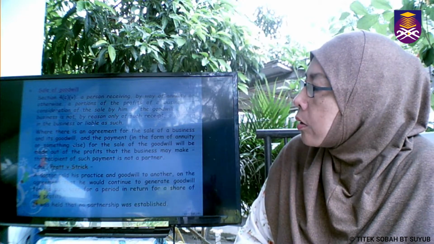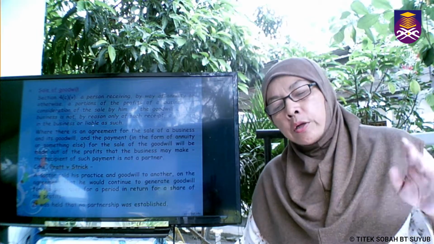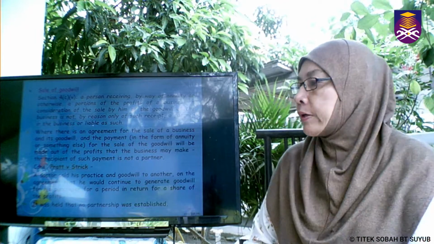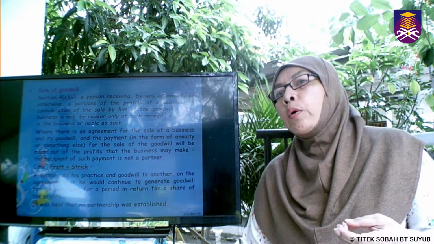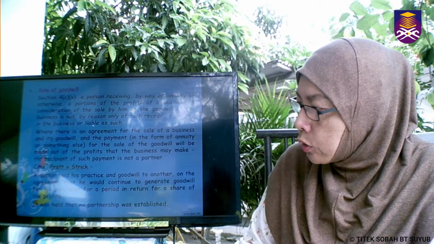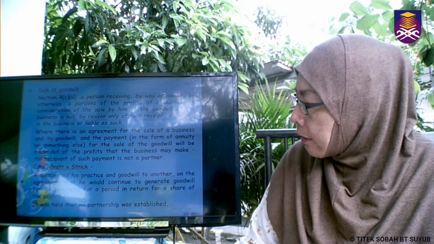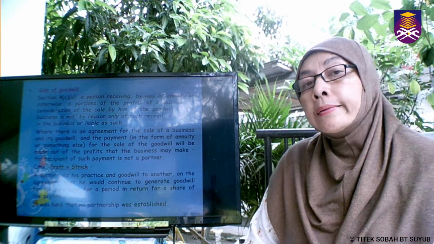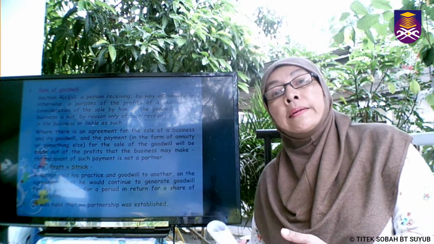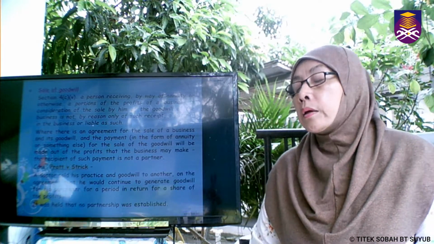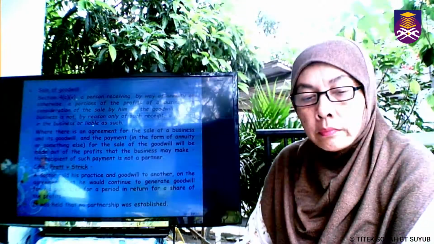Okay? So let's have a look at the case of Pratt versus Street. So in Pratt versus Street, this is a doctor. So the doctor sell off his clinic and at the same time he has agreed. He sell off his clinic, jual clinic, dan pada masa yang sama dia bersetuju that he will generate goodwill. He will assist these new doctors, okay, for a period of time, and in return to assist so that the business can generate income and he will receive profit. And court held actually they are actually not partners. Okay, they are not partners.